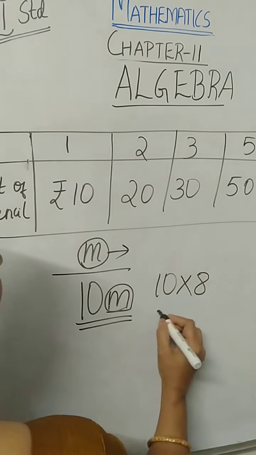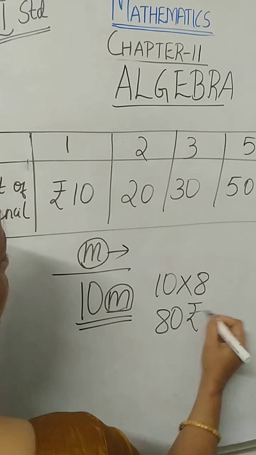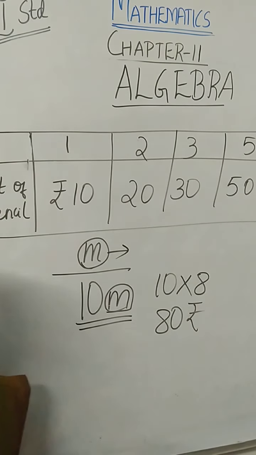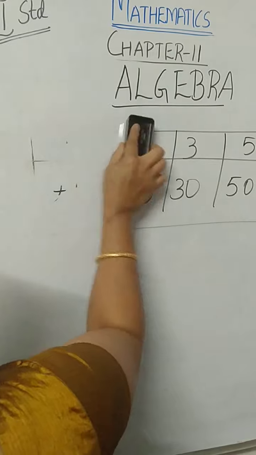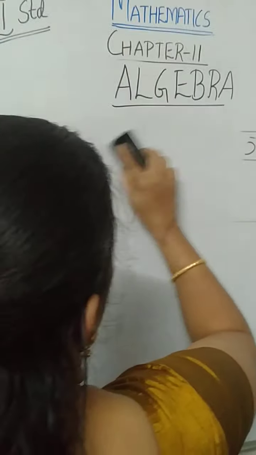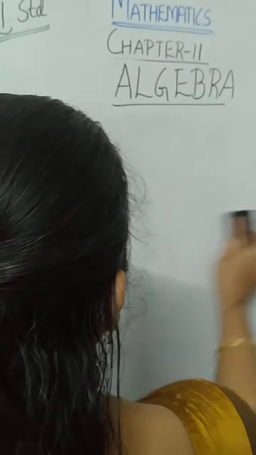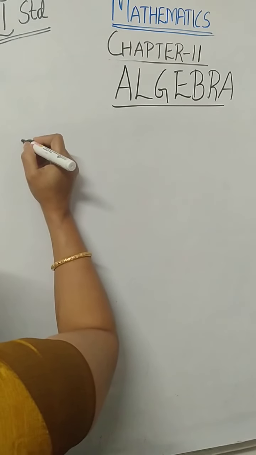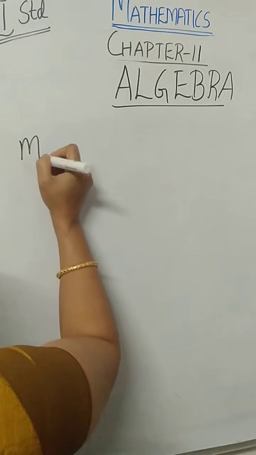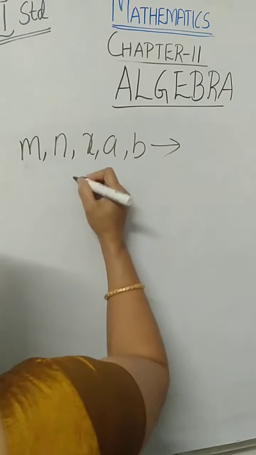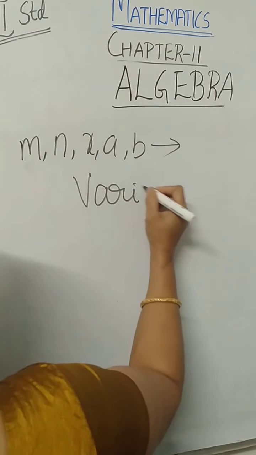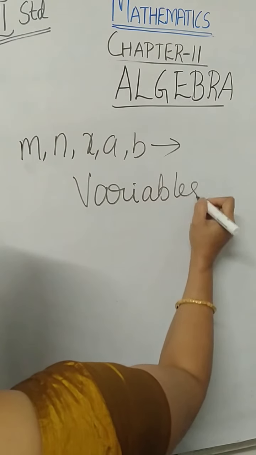So, 10 into 8, we need 80 rupees. So, what is this M? In the previous one, the matchstick example, I showed it as N. What do these letters M, N represent? All these are called variables. All the alphabets, that is M or N or X or A or B, all these are called variables.